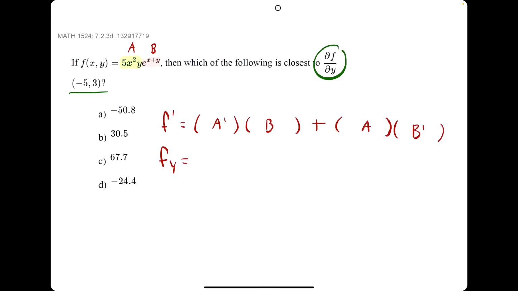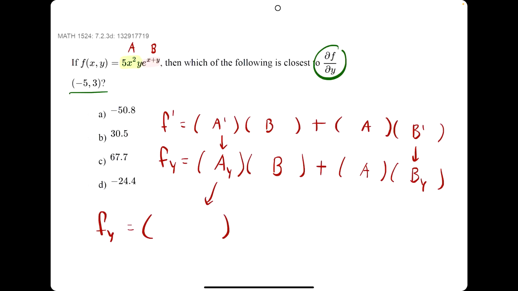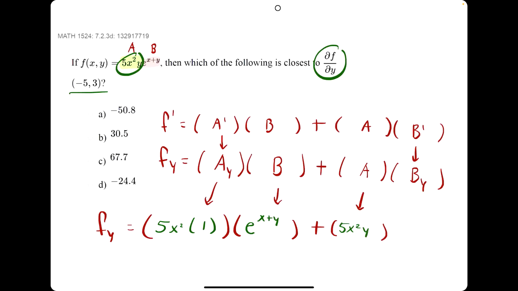So now in this case, because we're finding Fy or df over dy, each derivative we find will actually be with respect to y. So when we take the derivative of a, we will take it with respect to y, and then same thing with b. And so starting off with a prime, the derivative of 5x squared y. The derivative of that with respect to y is 5x squared times 1, because the y term has a derivative of 1 and then the 5x squared was originally attached to that y, and so now it stays attached to the 1. Our b term is just the original e to the x plus y. Our a term is just 5x squared y, and now b prime is the derivative of b with respect to y.